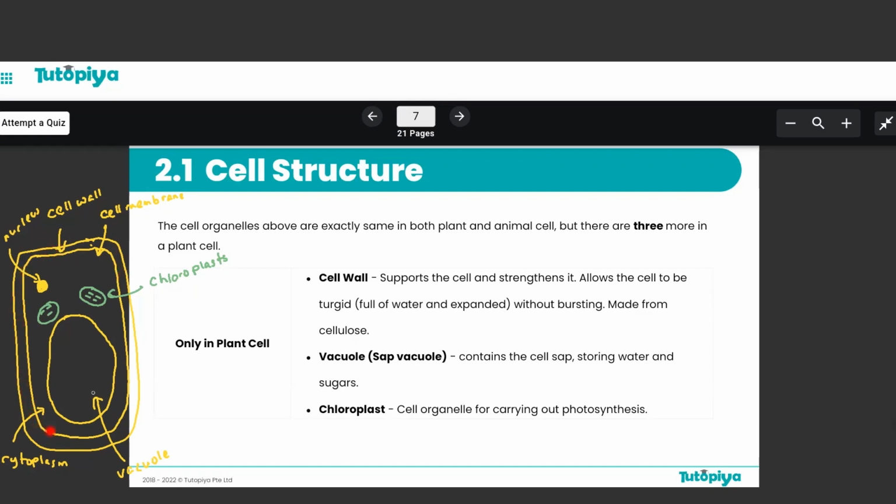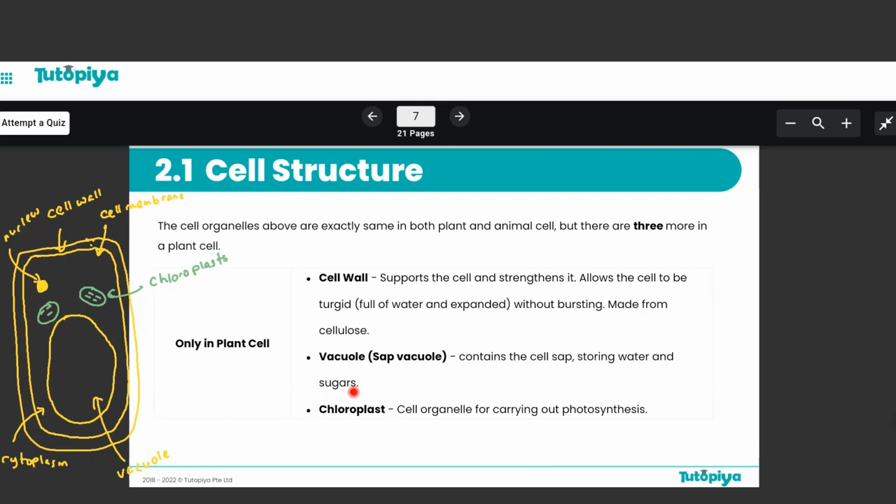And now let's talk about the vacuole. So the vacuole is this large organelle which contains a watery substance inside it called the cell sap. So the vacuole is responsible for storing water and sugars for the plant cell.